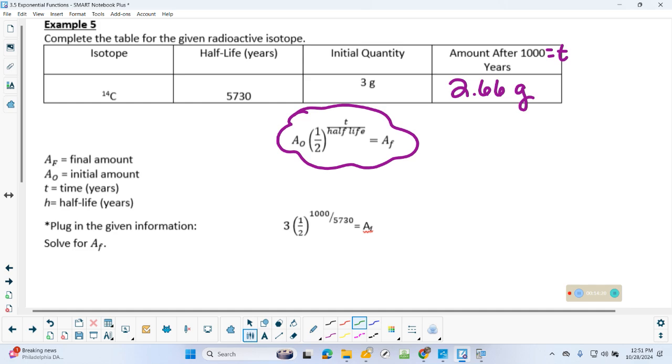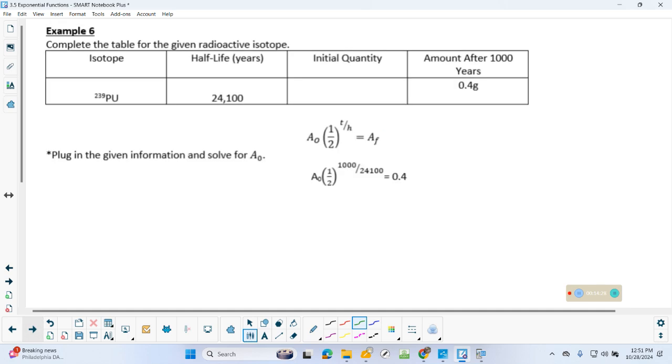I did that too, and I got 0.8. I typed this in. I'll have to look at your calculator. All right, here we go.